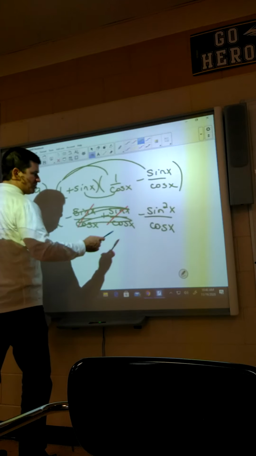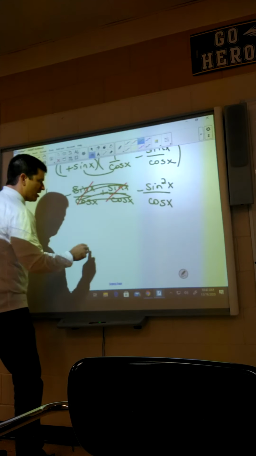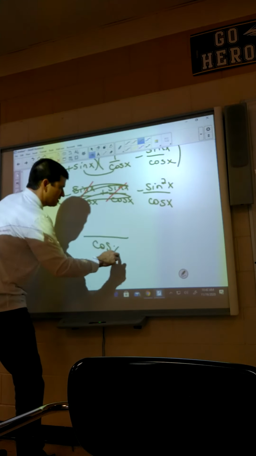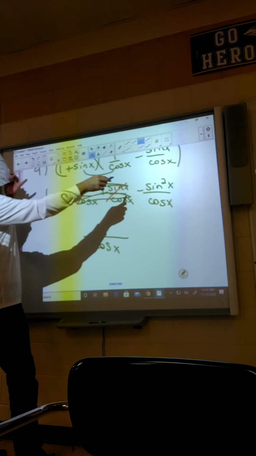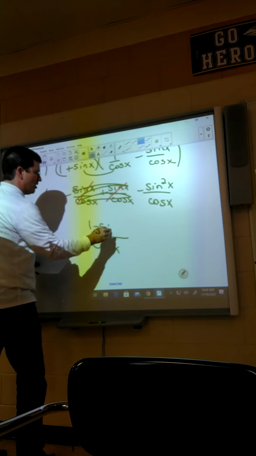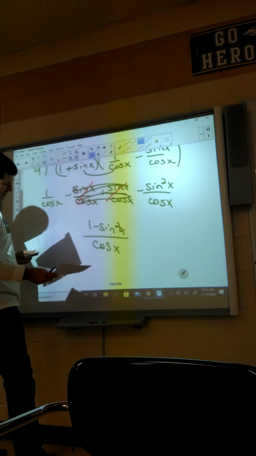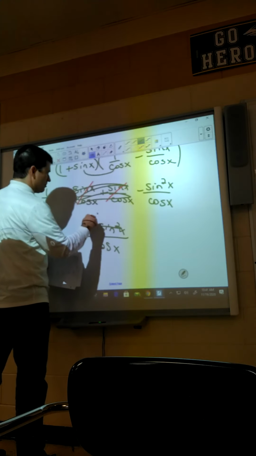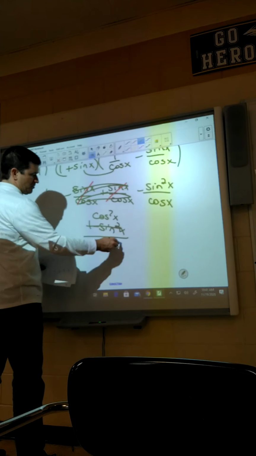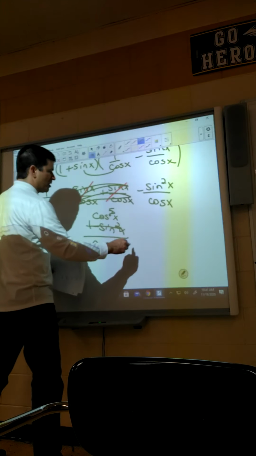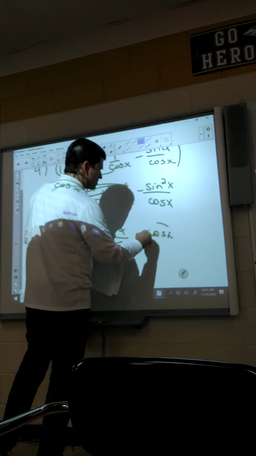Cosine on the bottom and cosine on the bottom means I already have a common denominator of cosine. We're going to merge the tops into 1 minus sine squared. Look on your formula sheet. That changes into cosine squared. 1 cosine off the bottom, 1 off the top gives me cosine x.